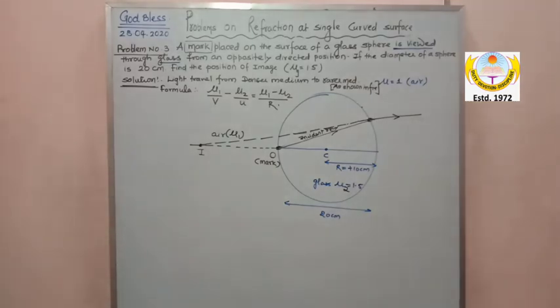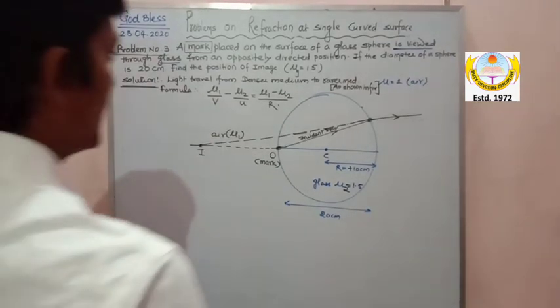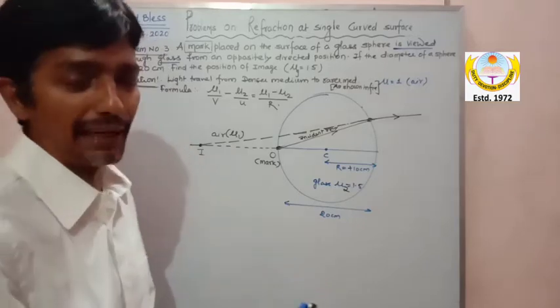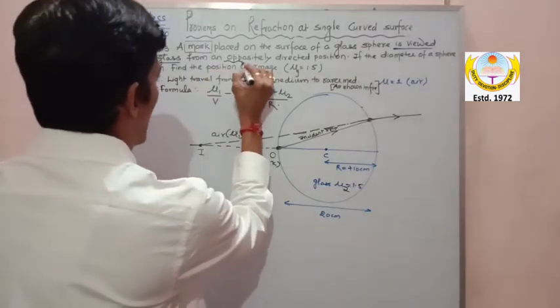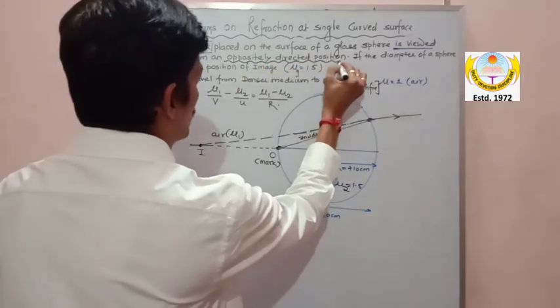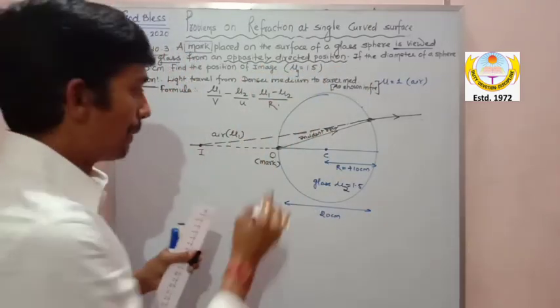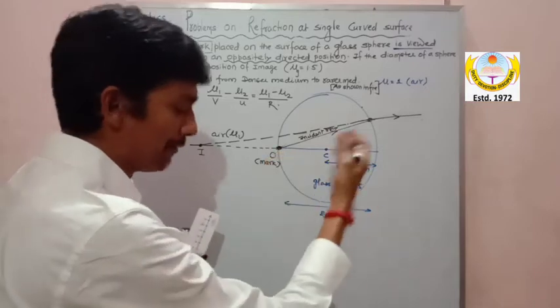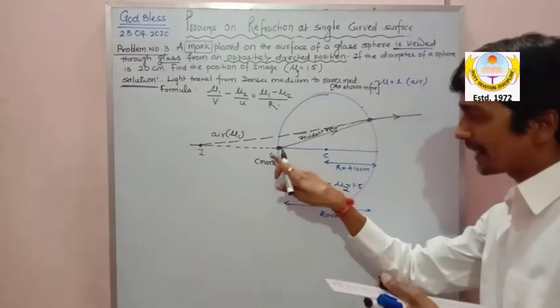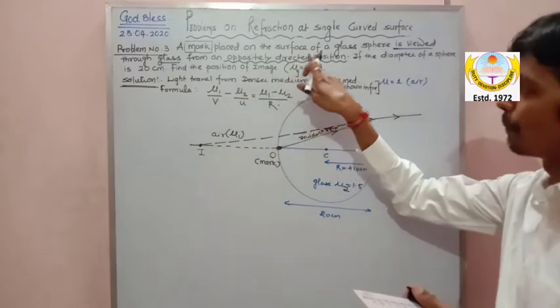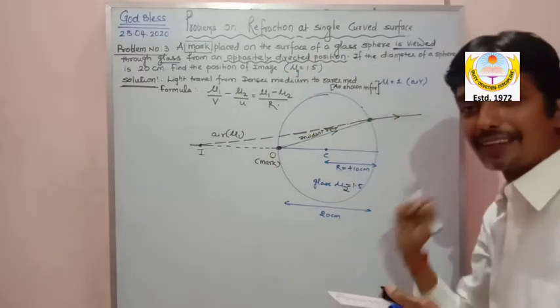Now let's go further. Now, my dear, in the statement of the question, it is said it is viewed from an oppositely directed position. मतलब मार्क यहाँ पर है तो view we are doing from here. See, if the mark is there, it is viewed from an oppositely directed position.